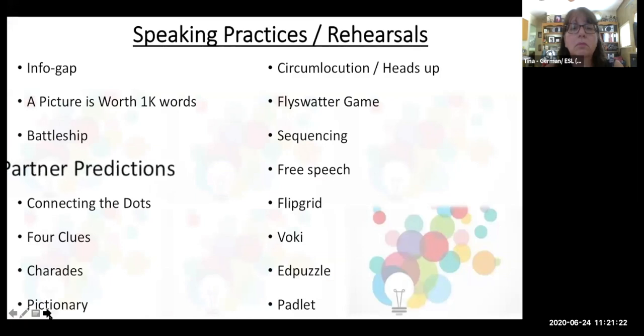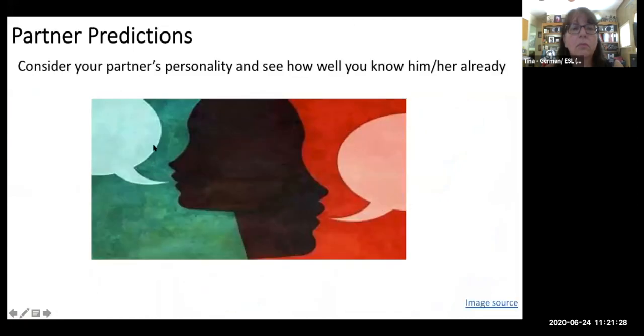Let's see. Partner predictions. This one is probably one of the ones that I like as far as team building is concerned. You're going to think about your partner. I'm going to stop sharing because we don't need this for this one. That one is just there as a placeholder. So you're going to need to access this document, and one of your partners is going to be the first one, and one is going to be the second one. I'm going to access my document so I can look at it while you all are looking at it. It's called Partner Predictions. And this can be any questions.